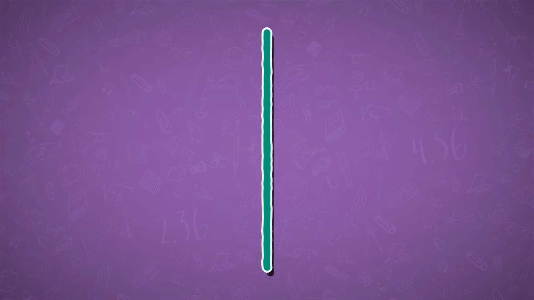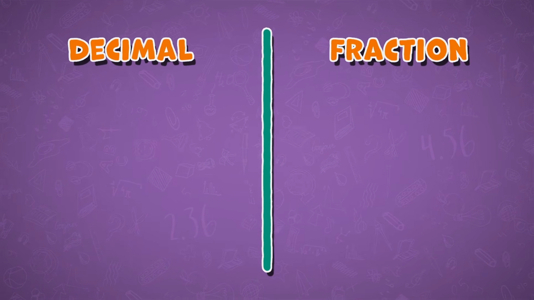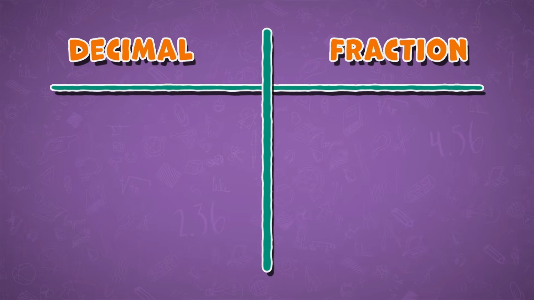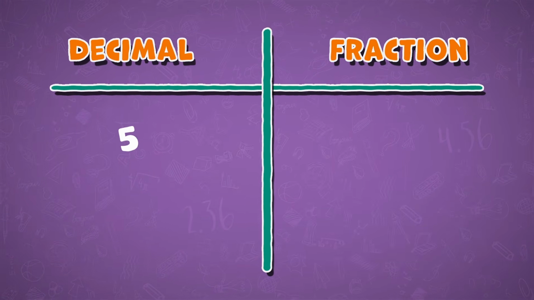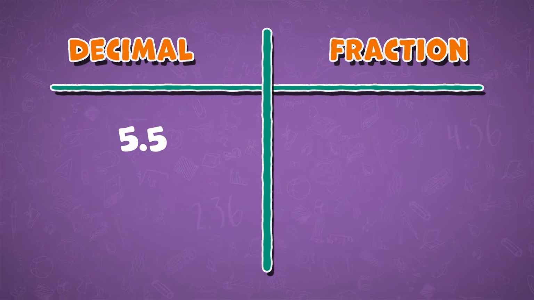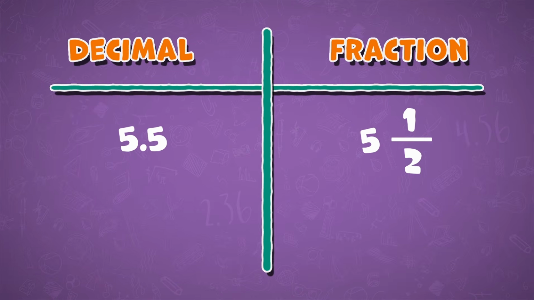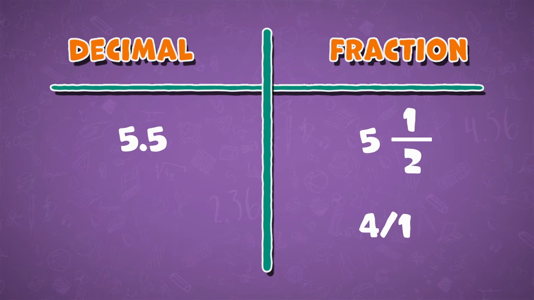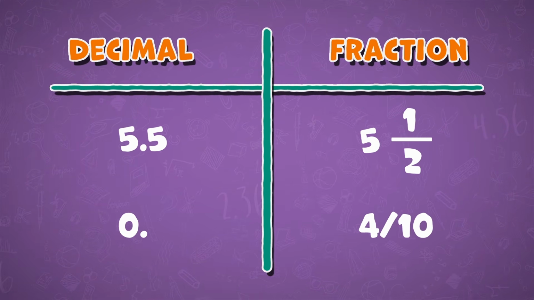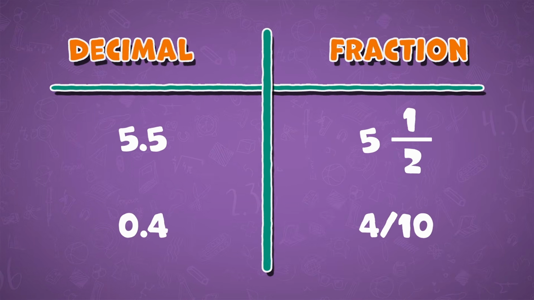A decimal number is the exact same as a fraction. It is just written in a different way. For example, 5 1/2 is the exact same as 5.5. A fraction that is written as 4/10 will be written in decimal form as 0.4.